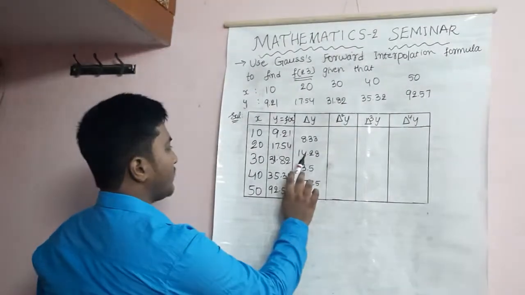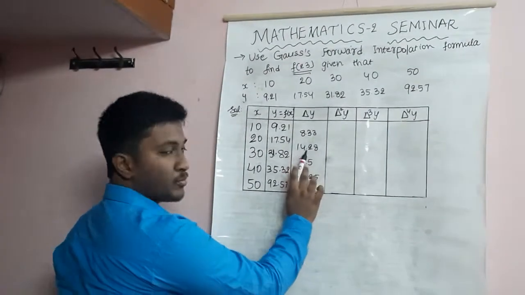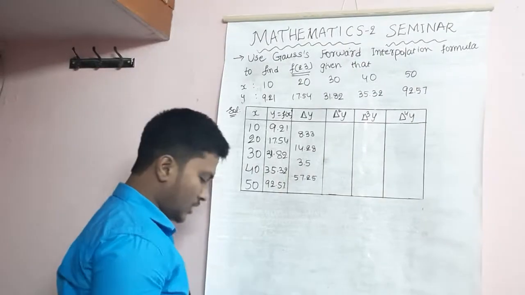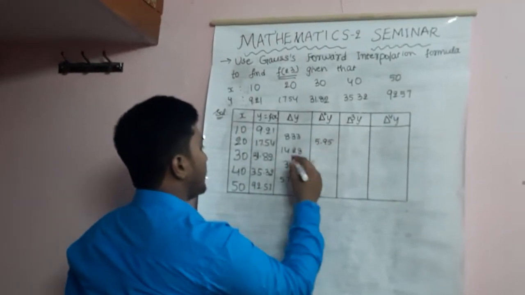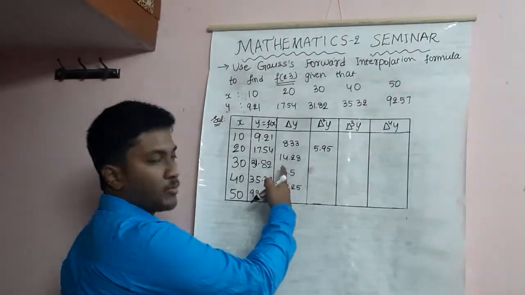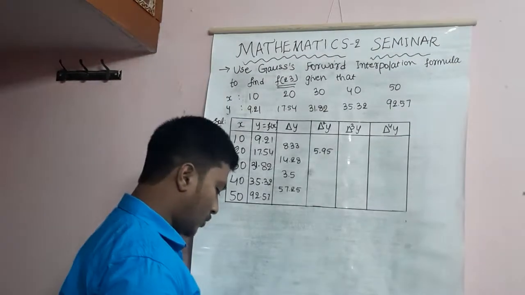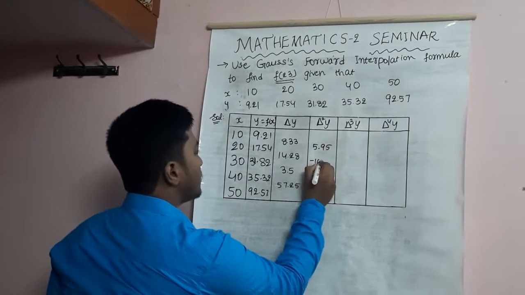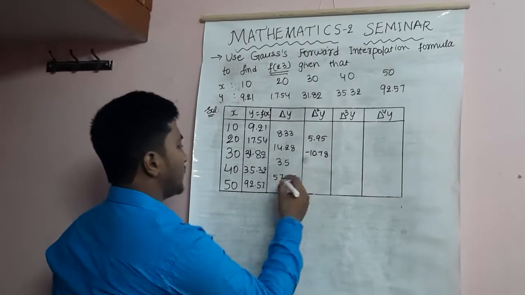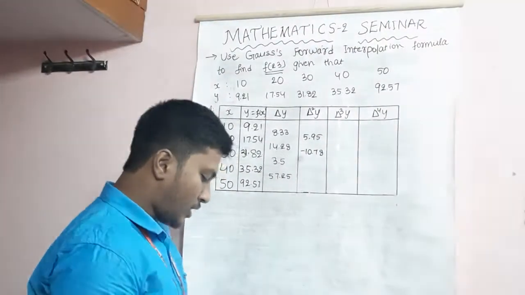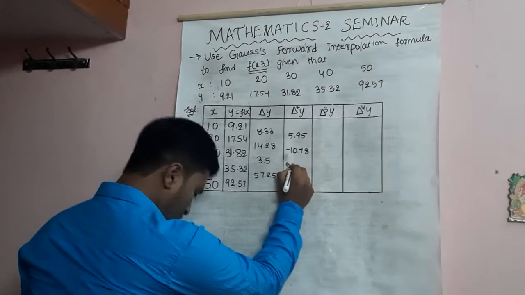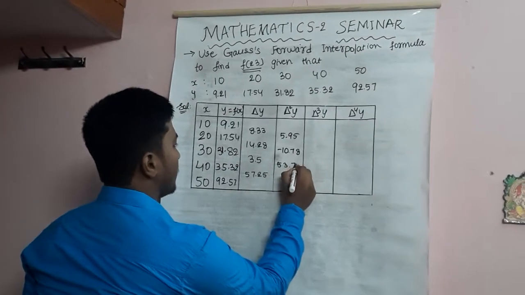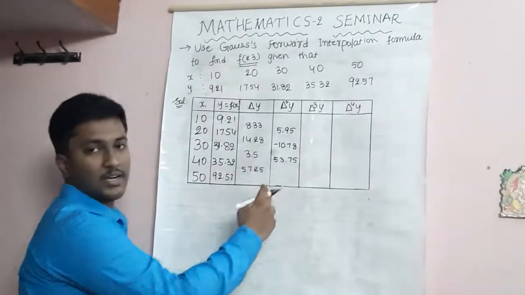This can be done by subtracting this one from this, that is 14.28 minus 8.33, it is 5.95. And the next one, 3.5 minus 14.28, it will be negative 10.78. And the next one, 57.25 minus 3.5, it is 53.75. So these are the second differences.